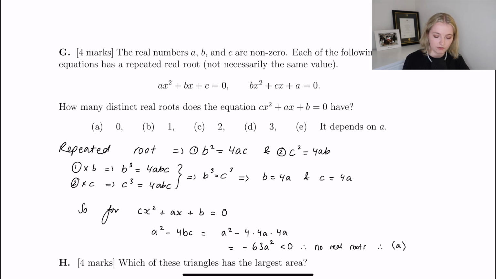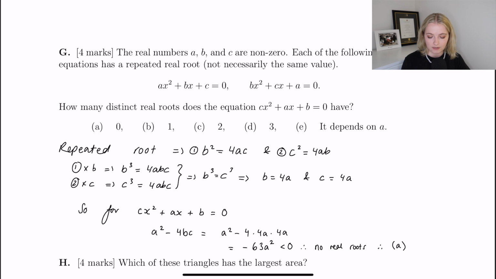And because we know the values for b and c, we can substitute them in and rearrange, and what we find is that a squared minus 4bc is actually minus 63a squared. Because we know that a squared is always positive, minus 63a squared is going to be negative, so less than 0. We know that it's less than 0 rather than less than or equal to 0 because we're told at the start that a is non-zero. Because we know that the discriminant is less than 0, we can deduce that there are no real roots.